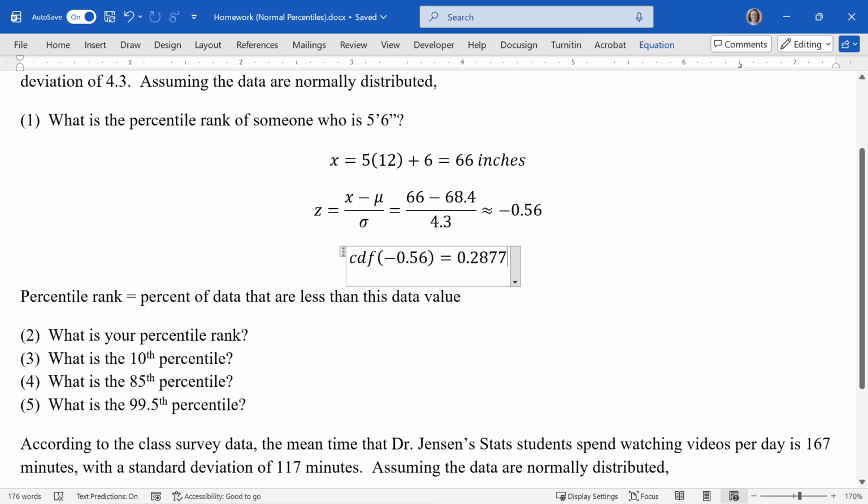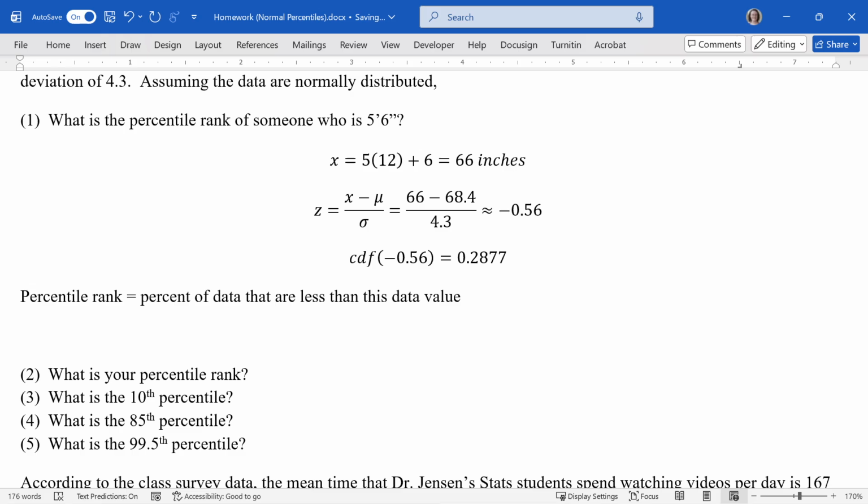Right, so that is in fact the percentile rank. So the percentile rank here is 28.77, and you can write that as a percent, or sometimes people just write it as a number like that. To me, I think it makes more sense if I leave the percent on there so I can think more clearly about what this is.